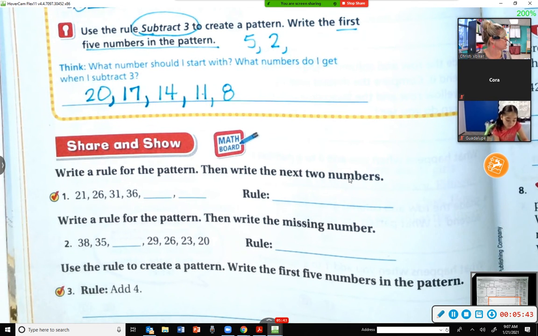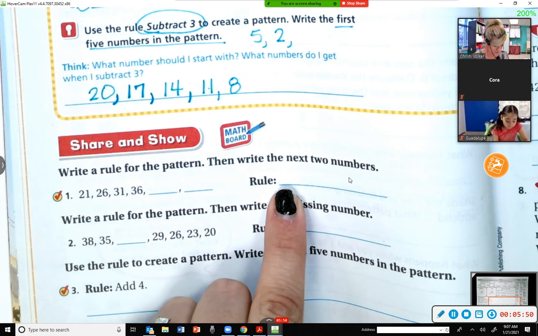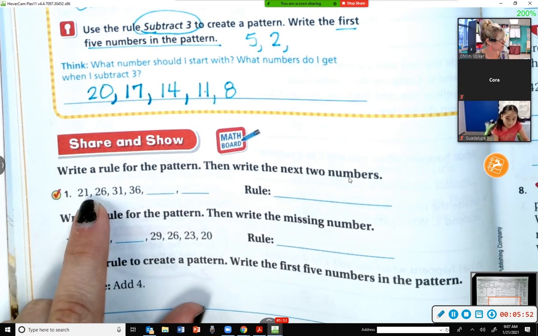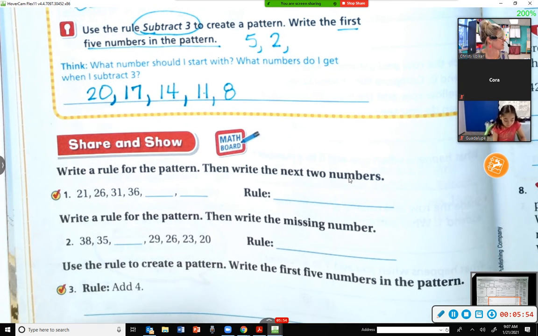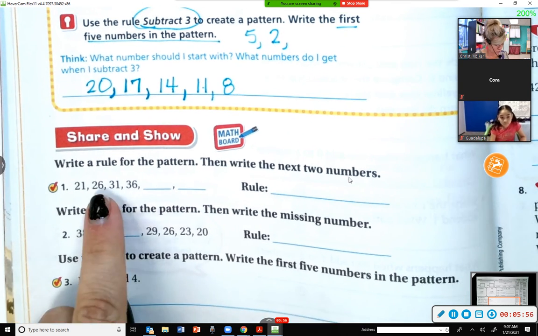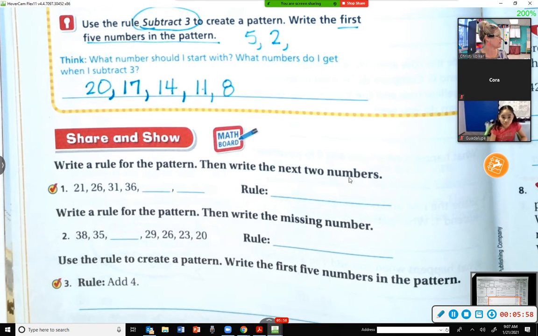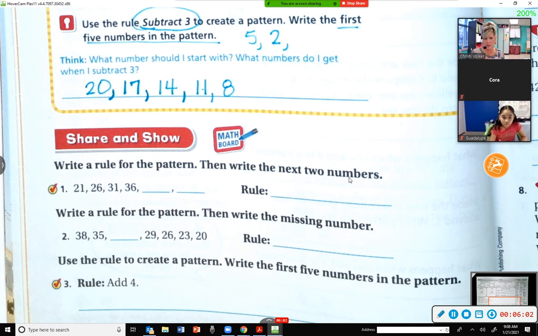Now let's try number 1 on your own. I want you to continue the pattern, but first you need to figure out what the rule is. What are they doing to get from 21 to 26? What are they doing to get from 26 to 31, and so on? Do this one on your own. I'm going to come around and look.